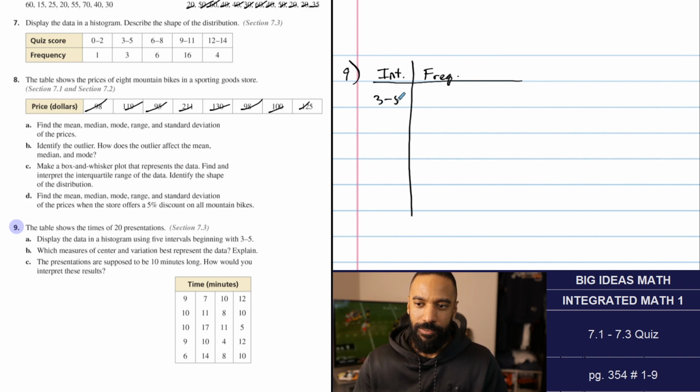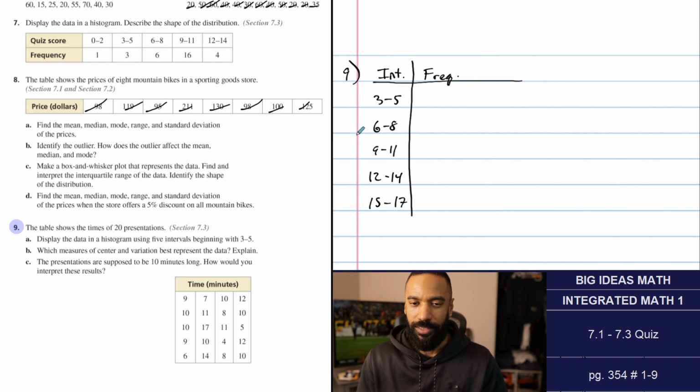So 3 to 5 is our first interval there. They said 5 intervals. This is 3 numbers, and then 6, 7, 8, 9, 10, 11, 12, 13, 14, 15, 16, 17. And then I just tallied them off. Now, normally I'd pause this. I can go pretty fast here if you let me, though. So 9, 10, 10, 9, 6. I won't cross them out, though.